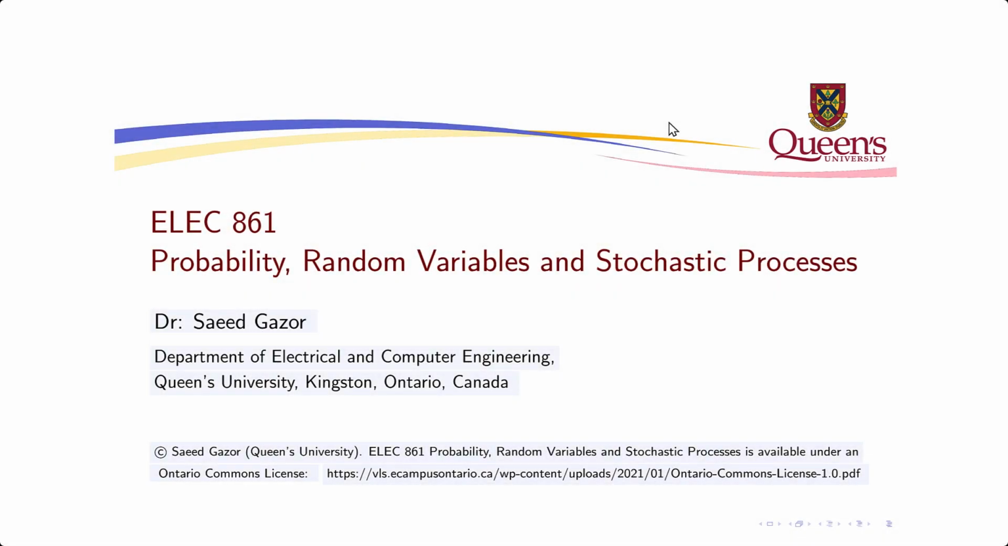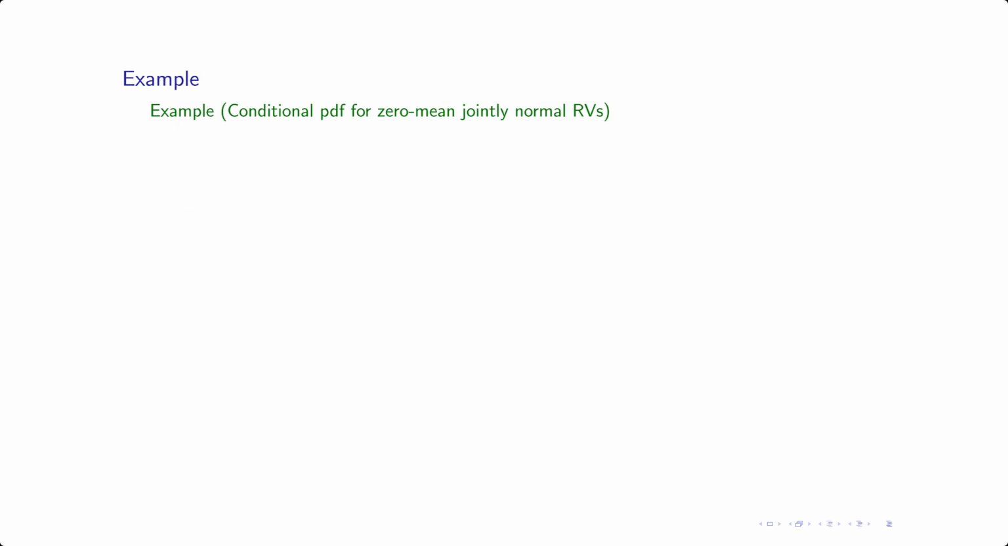Let us have one example on conditional probability density function. Suppose that two random variables are jointly normal and we want to find a conditional distribution of one of them given the other one. So if they have a jointly normal distribution, using this equation, we could find a conditional distribution of y given x, and similarly you can find a conditional distribution of x given y.